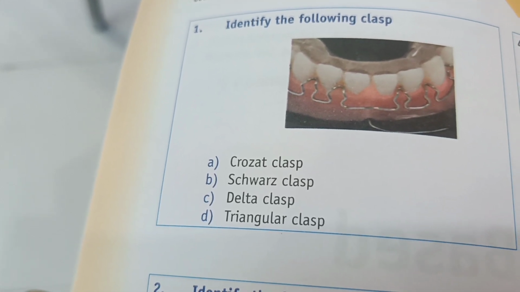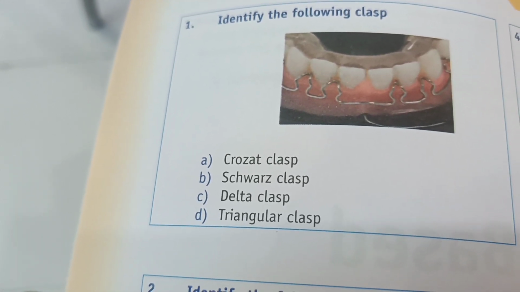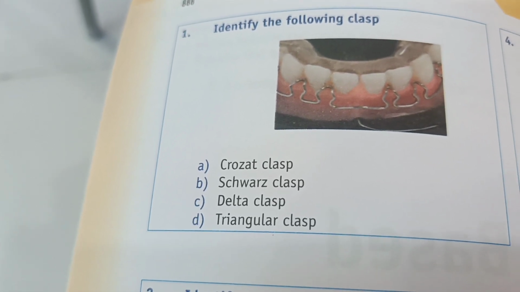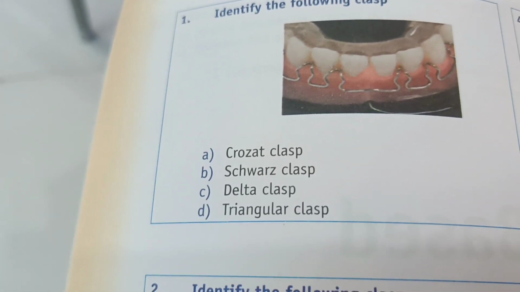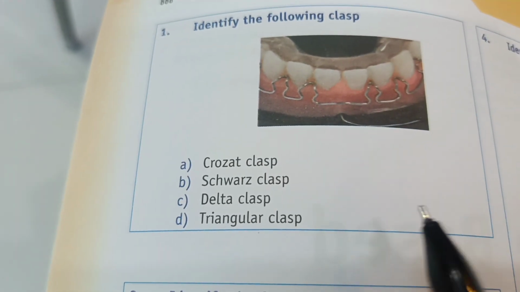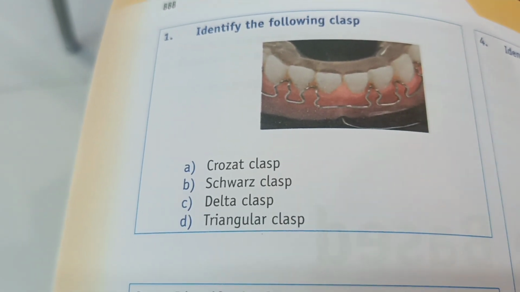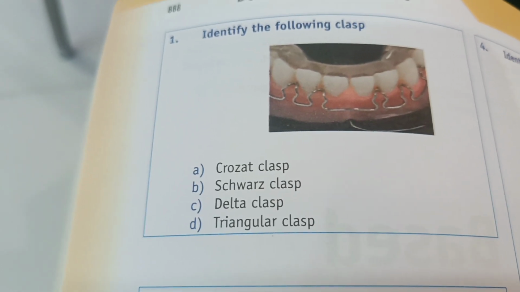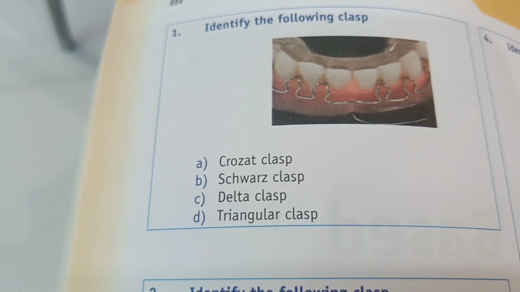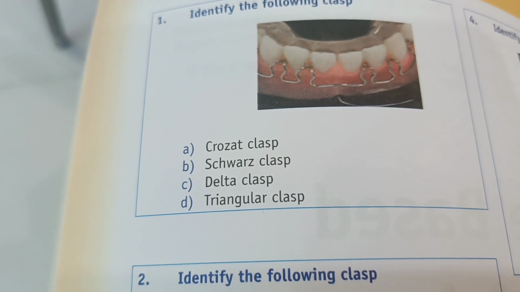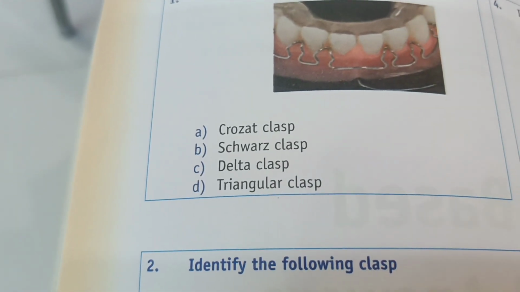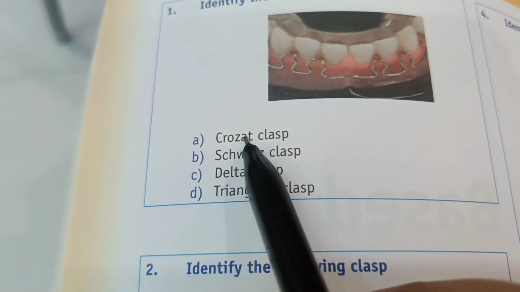So the first question is: identify the following clasp. Your options are Crozat clasp, Schwartz clasp, delta clasp and triangular clasp. The right answer is option B, Schwartz clasp. If you remember, in orthodontics we read about the clasps. Schwartz clasps are also known as arrowhead clasps, or it is one of the types of Adam clasp. So the right answer is option B.